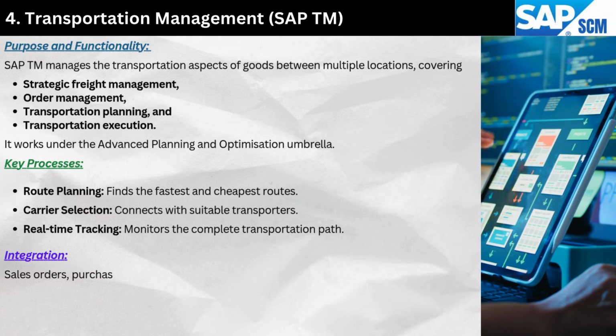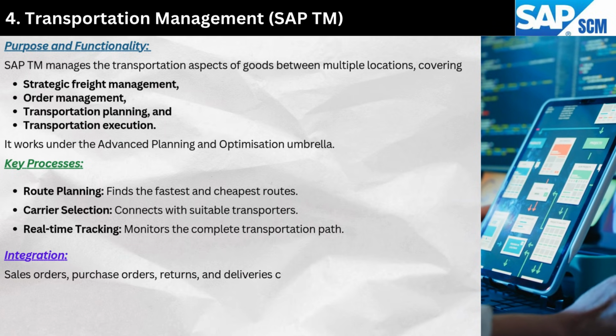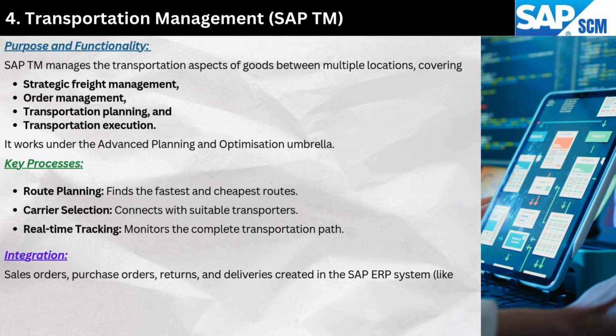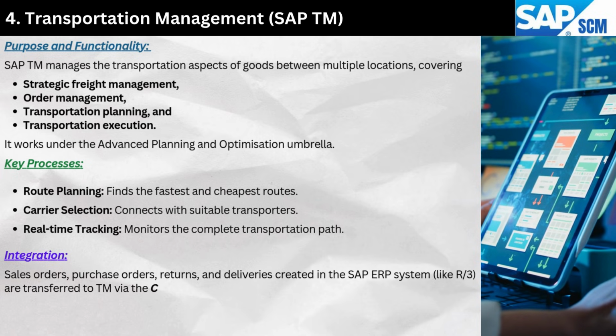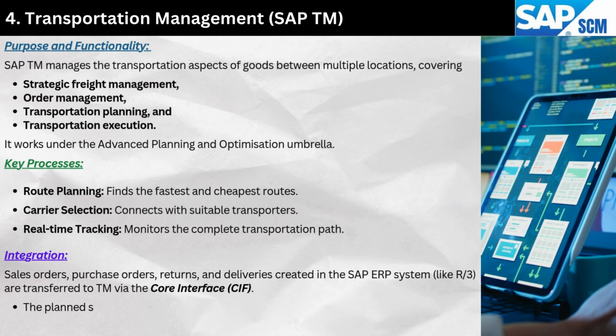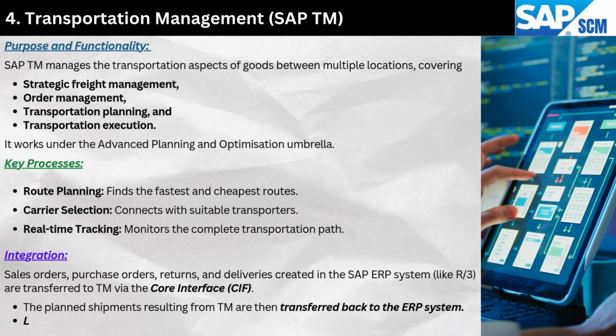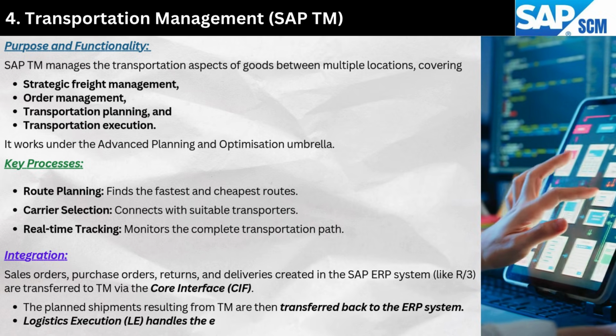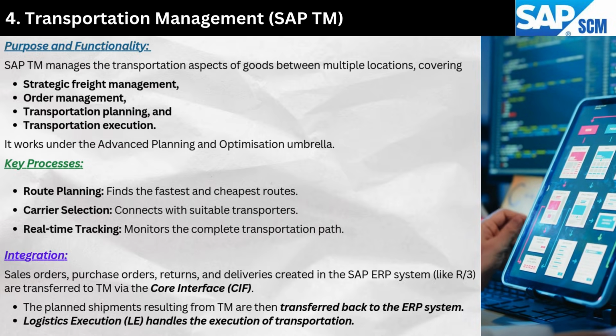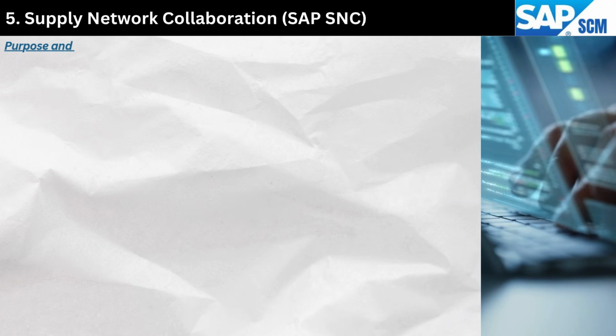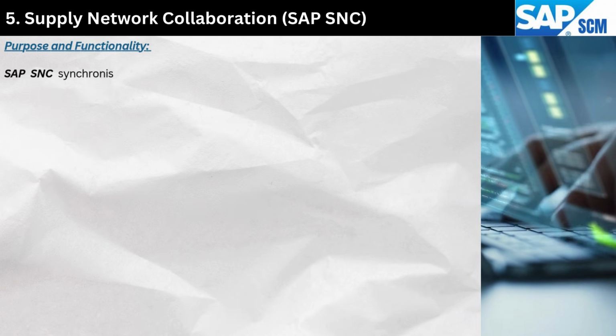Integration. Sales orders, purchase orders, returns, and deliveries created in the SAP ERP system, like R/3, are transferred to TM via the core interface, CIF. The planned shipments resulting from TM are then transferred back to the ERP system. Logistics execution, LE, handles the execution of transportation. 5. Supply Network Collaboration, SAP SNC.